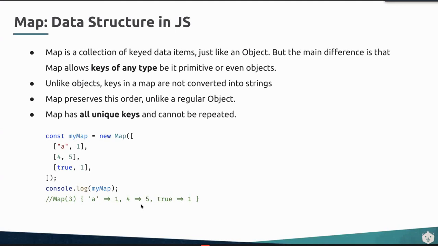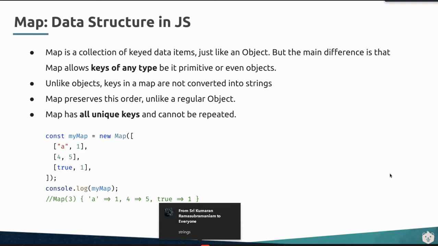So map is a collection of key data items just like an object, but the main difference is that map allows keys of any type, primitive or even objects. Okay. So before that, a quick question, guys: what kind of keys will objects accept? Sankalp is saying string. All of you are absolutely right. Even if you give a number, right?